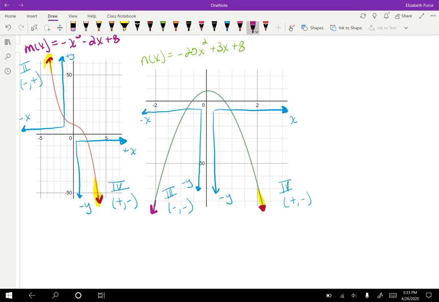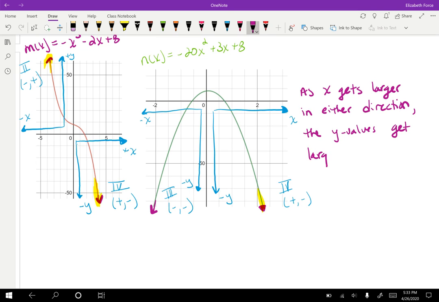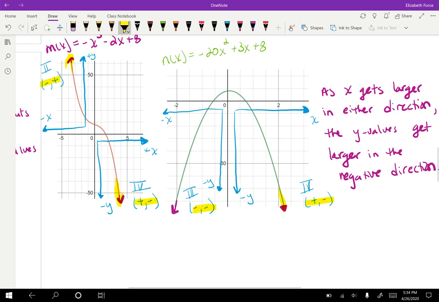So what we can say for n of x is as x gets larger in either direction, the y values get larger in the negative direction. Sometimes it's just helpful. I really like to use the values of the points in the coordinate grid to help me do my end behavior.